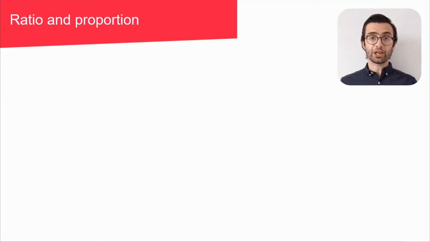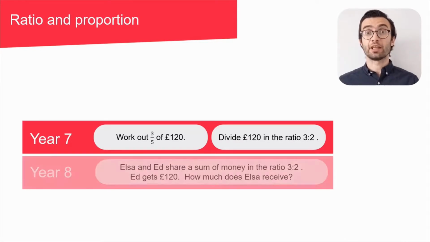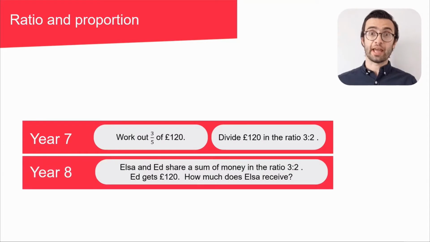So, what does that coherence look like in practice? Well, we can take the example of ratio and proportion and see how that can be developed over a sequence of years. Firstly, in Year 7, students might encounter problems where they're working out 3/5 of £120 or dividing £120 into ratio 3 to 2. Then, in Year 8, they might encounter problems such as Elsa and Ed share a sum of money in the ratio 3 to 2. Ed gets £120, how much does Elsa receive?